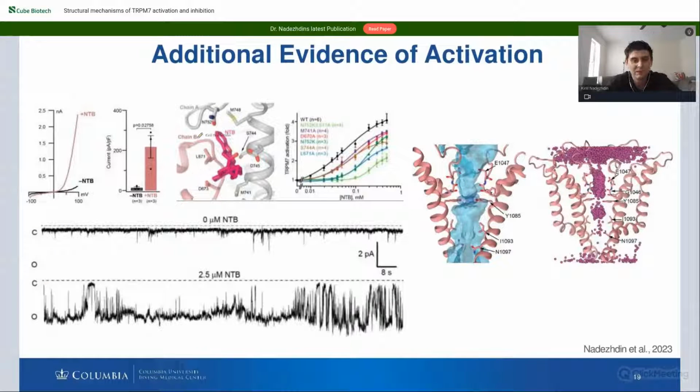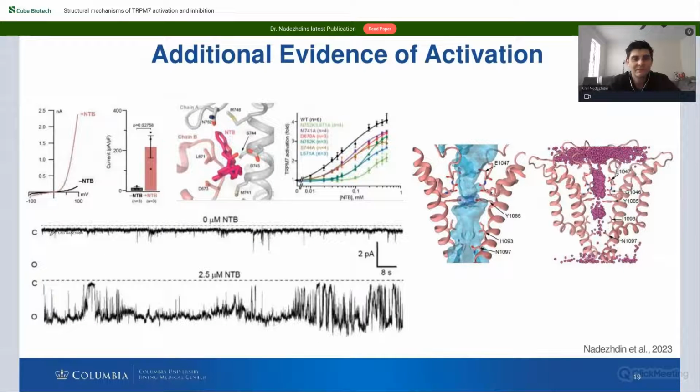We mutated all residues around this nitroben binding site. As you can see, this is the black line for the wild type, no mutations. You can see the activation curves of TRPM7 by nitroben are shifted. It means that all these residues around the nitroben binding site sense the presence of nitroben. So this is additional evidence, additional justification: yes, this is indeed the active binding site.